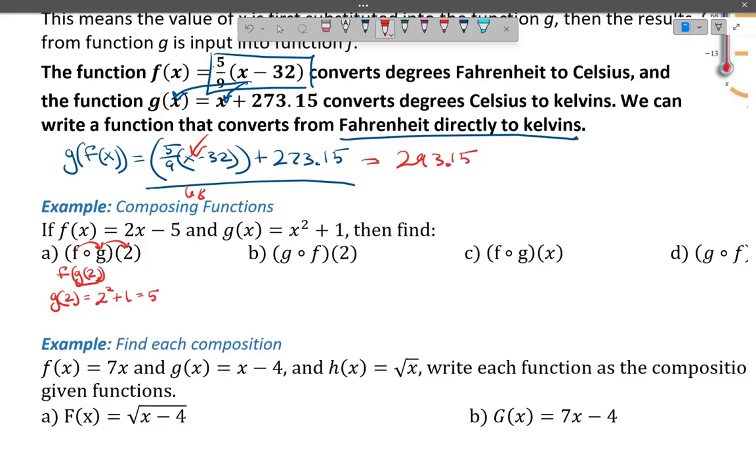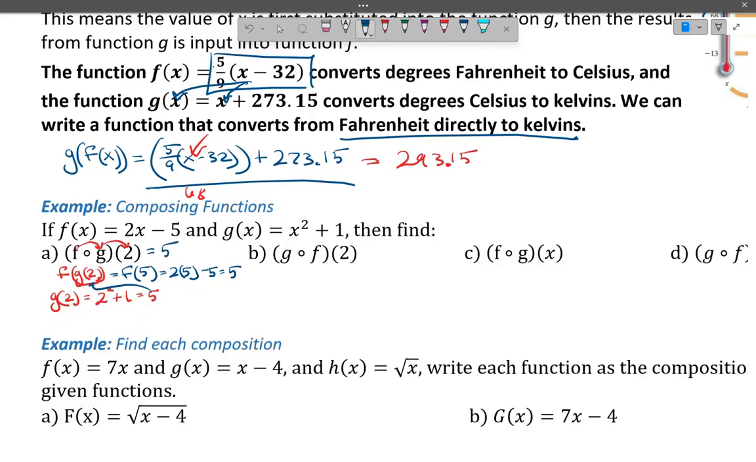So since g of 2 equals 5, I can come back to this function and replace g of 2 with the value of 5. And then I can evaluate f of 5, which will be 2 times 5 minus 5, which ends up also equaling 5.